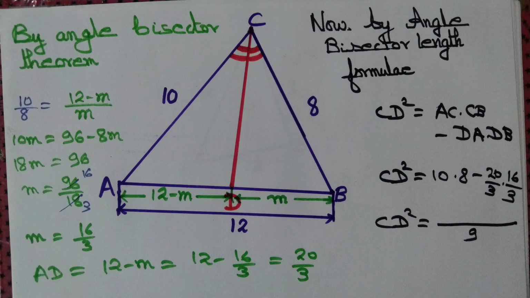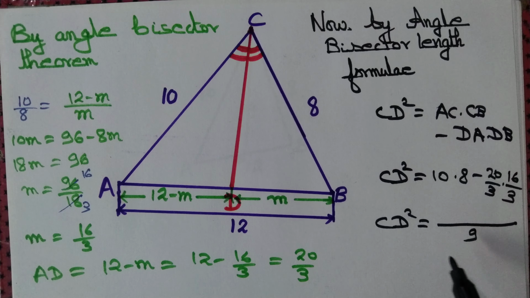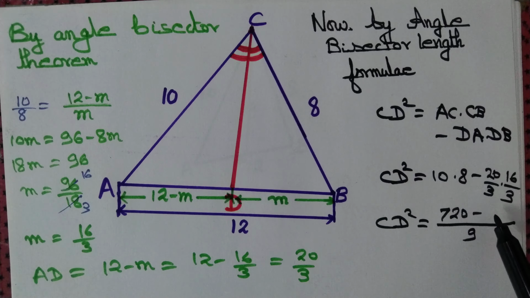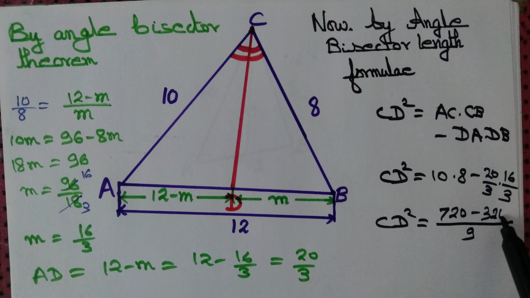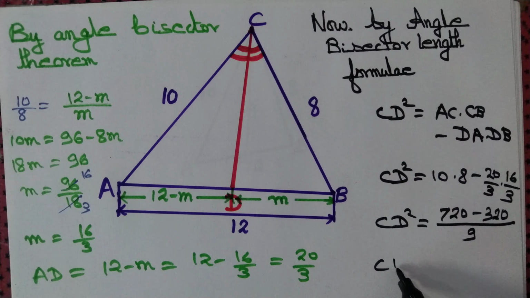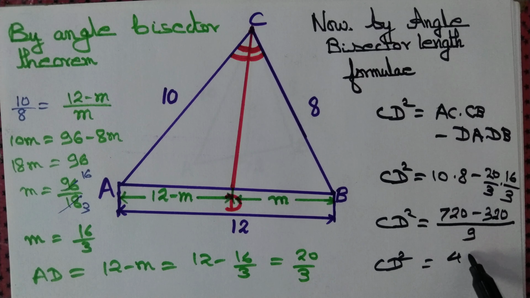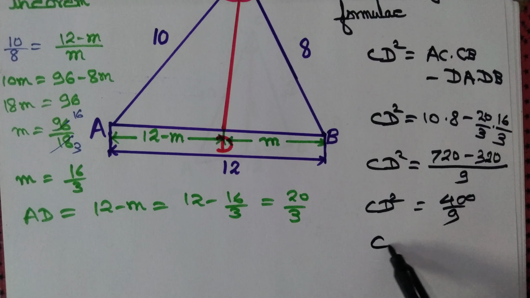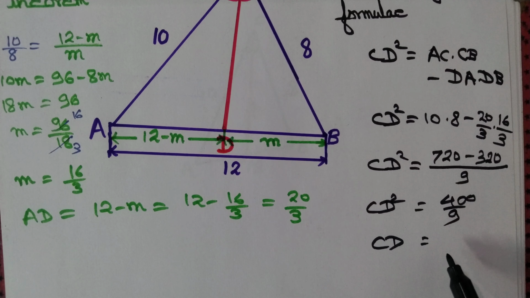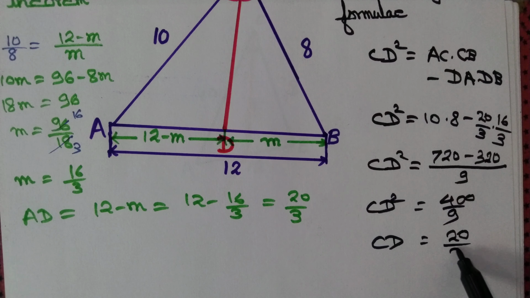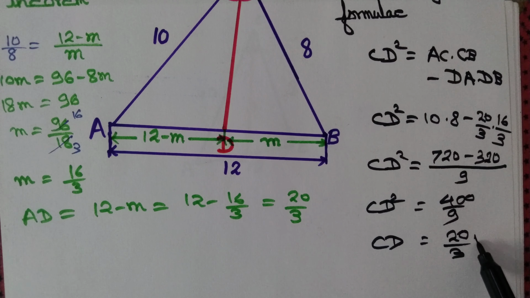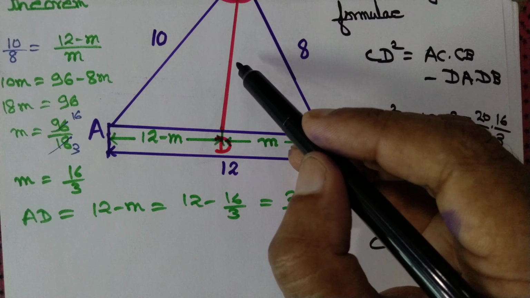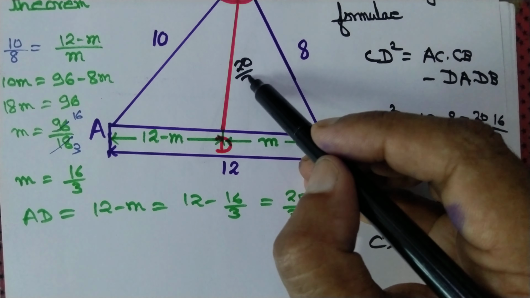Now, it's a matter of simplifying this expression. We get 720 minus 320 divided by 9, or CD square equal to 400 by 9. We can simply take the root to say that CD equal to root 400 is 20 and root 9 is 3. So CD equal to 20 by 3 units. Once again, CD measures 20 by 3 units.